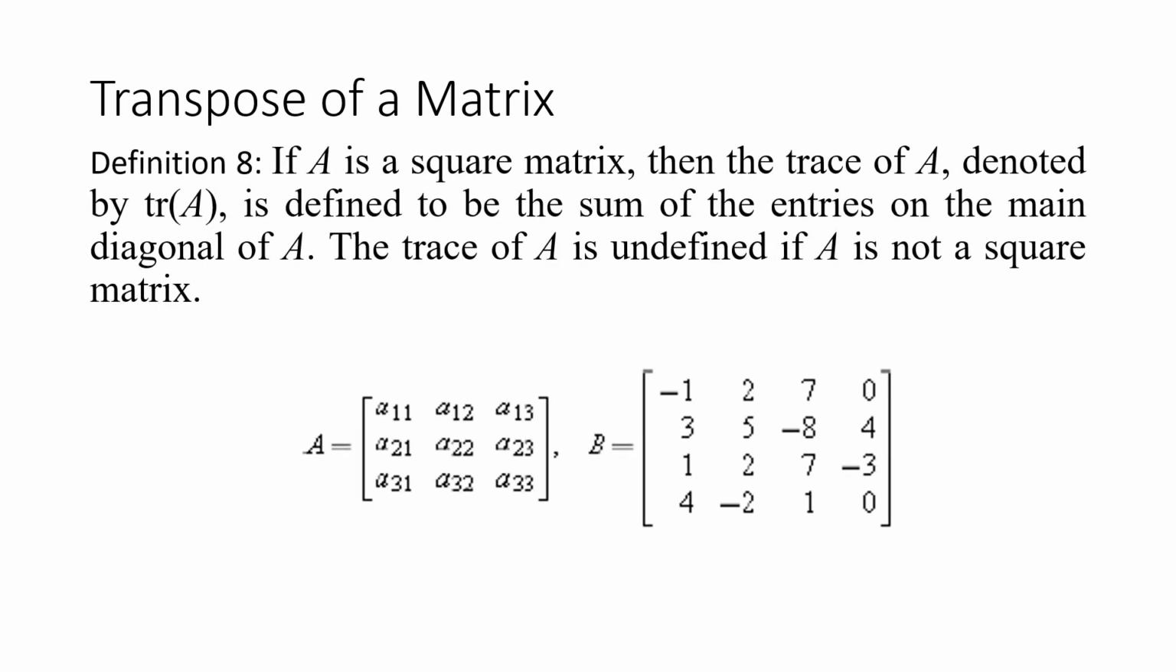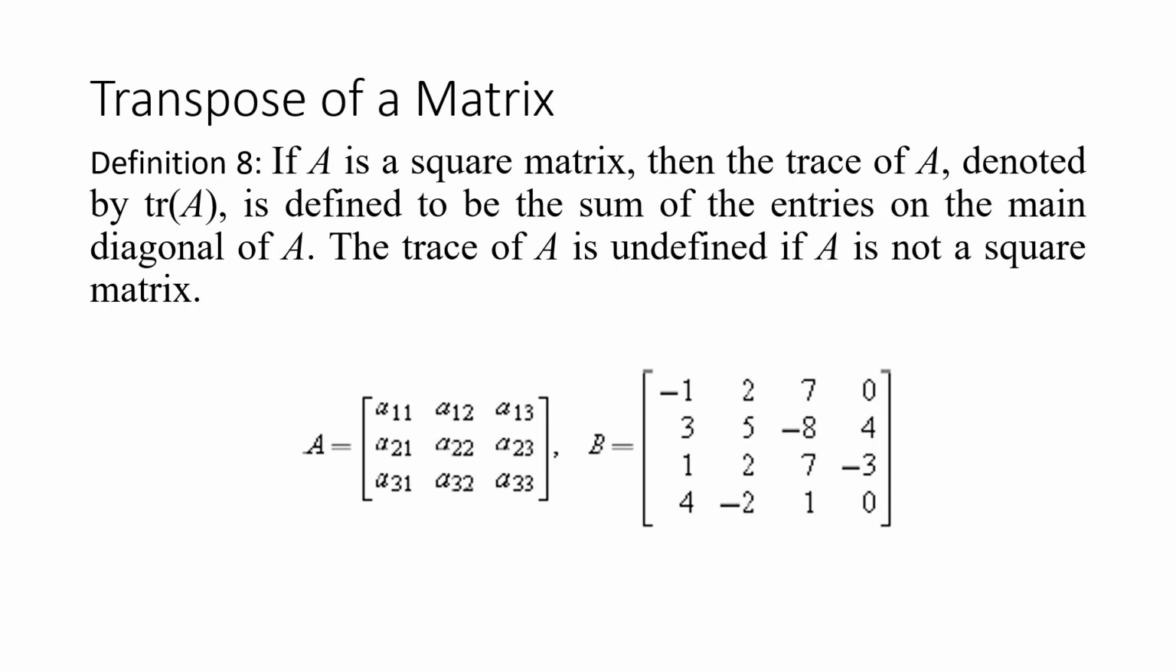So let's have Definition 8. If A is a square matrix, then the trace of A, denoted by tr(A), is defined to be the sum of the entries on the main diagonal of A. The trace of A is defined if A is a square matrix. The trace of A is undefined if A is not a square matrix. So for example, you have this one, matrix A and matrix B.